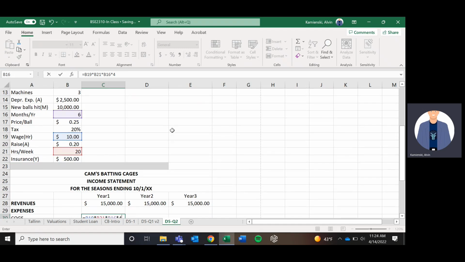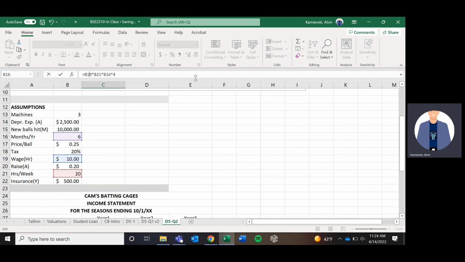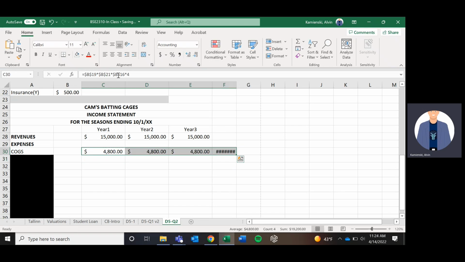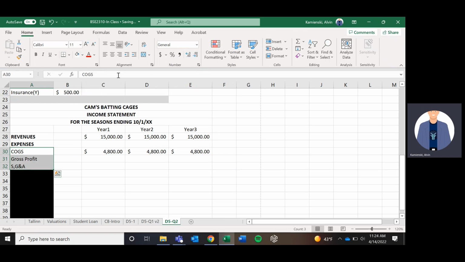And again, because I've got everything sitting in the same place here, I'm going to do that little fix locking so that I should be able to just copy and paste this across. So to run these machines, it's going to cost him $4,800.